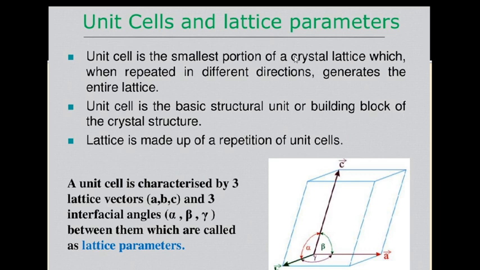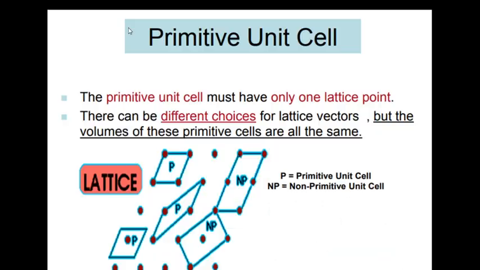With this understanding from the last lecture, we have also underlined the unit cell. Let us look at the primitive cell and non-primitive cell, shown here by P and NP. It is written very clearly: the primitive cell must have only one lattice point.